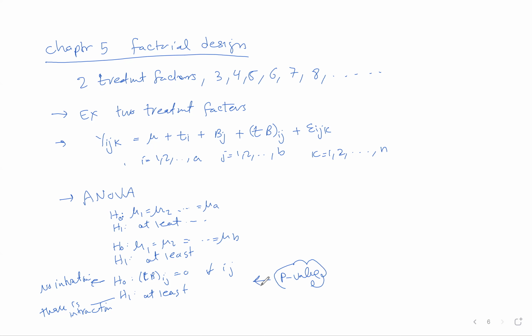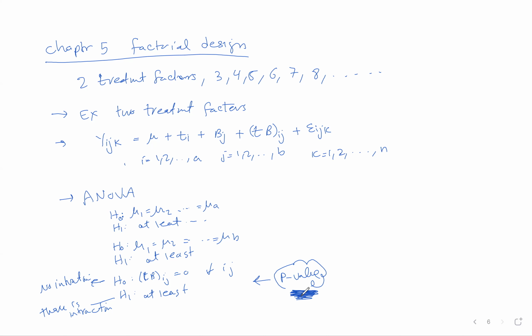This is the first one you should look at. Because if this p-value is big, it means the two treatment factors are independent, so you can test each one separately from the other. If this value is big, you fail to reject H0. It means there is no interaction. But if this p-value is small, it means A and B interact. So when you test A, it should be at some level of B. When you test the second treatment factor, it should be at some level of the first treatment factor.